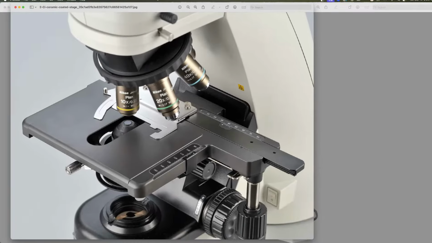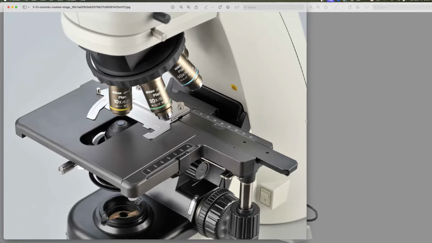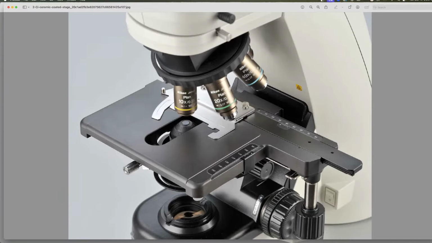Actually shows the objectives a bit better too. These photographs were borrowed from Nikon to show the details of this lovely microscope. This is no longer made, by the way. This is now an obsolete piece of equipment. But you can see through the stage, you can see the condenser.